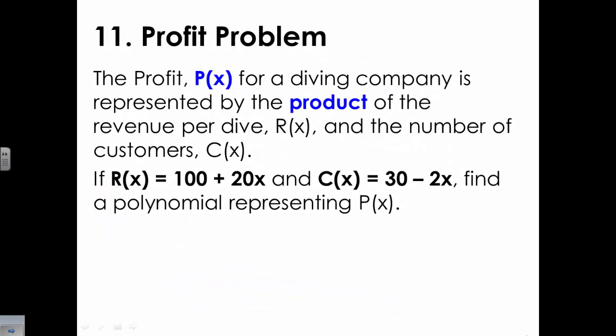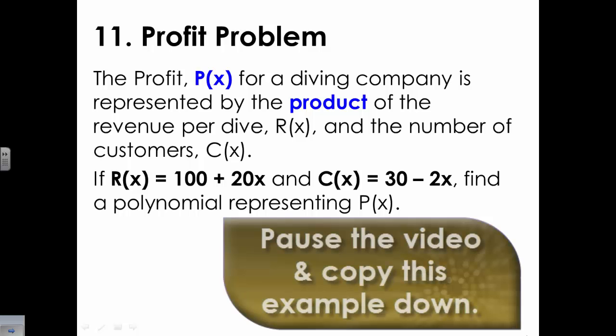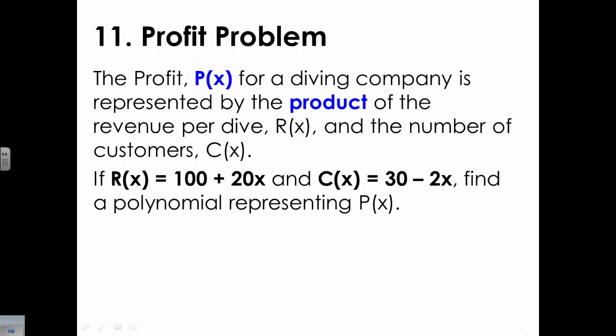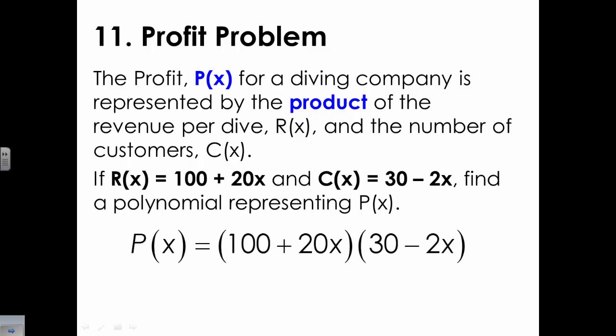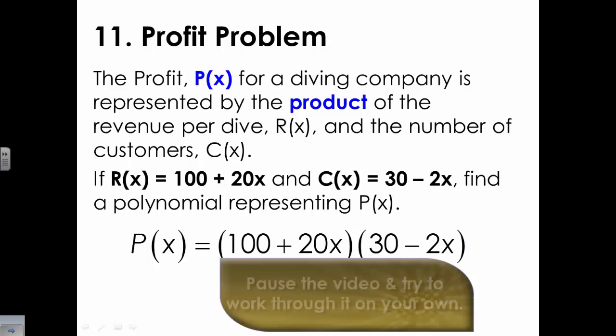This is your final example. It's a word problem. Copy this example down. On this problem, the key word is product. Since it talks about the product, it means we're going to multiply. You're going to multiply r of x times c of x, and then write your answer in standard form. Pause the video and see if you can come up with the answer in standard form.